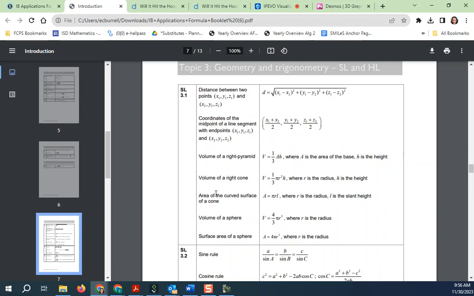I see area and I see volume and I see surface area of a sphere. I don't see any other formulas for surface area. So that brings us to the next question.